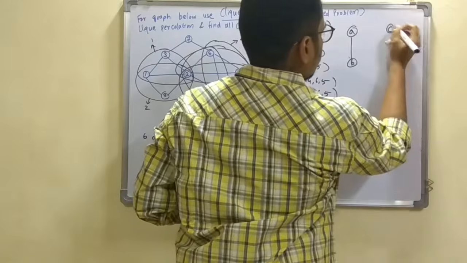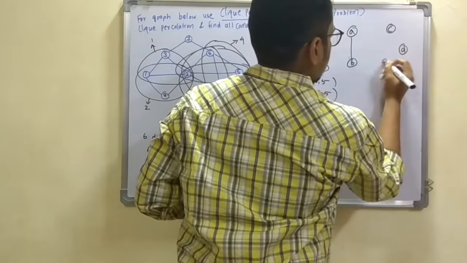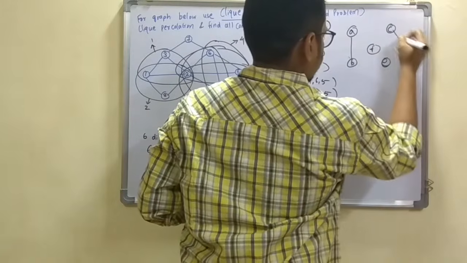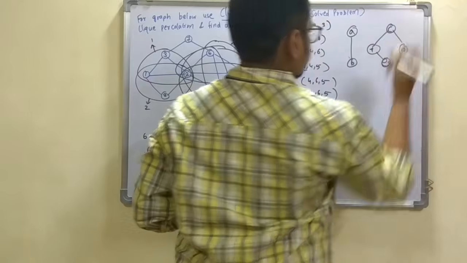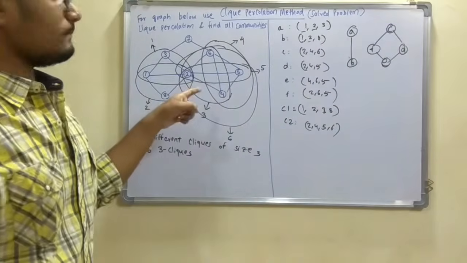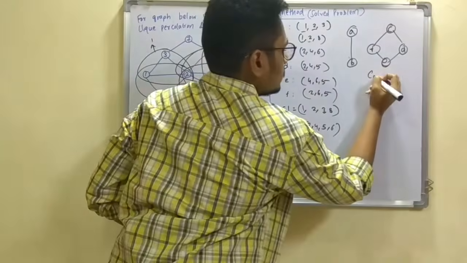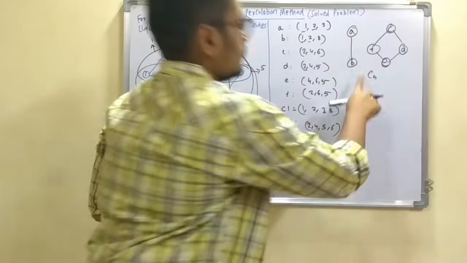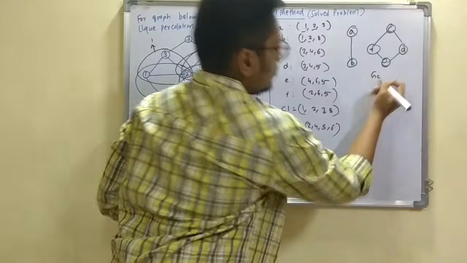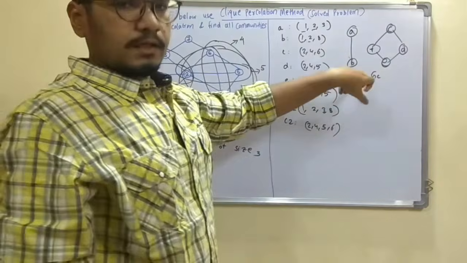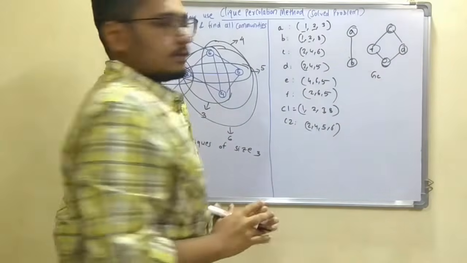Next one is C, D, E and F. This is one cycle. So this is another graph. These represent the CG, that is the clique graph. Now our job is done.